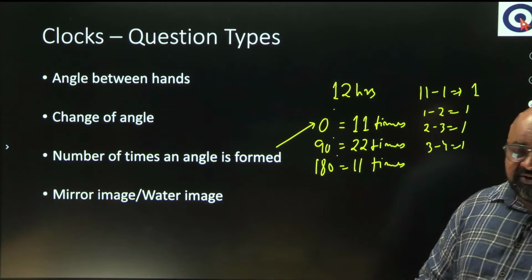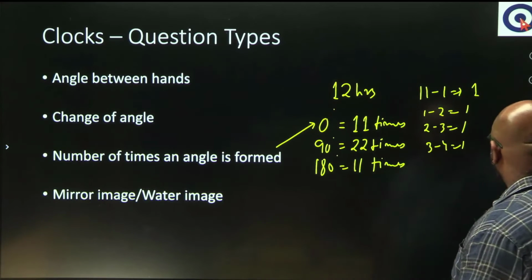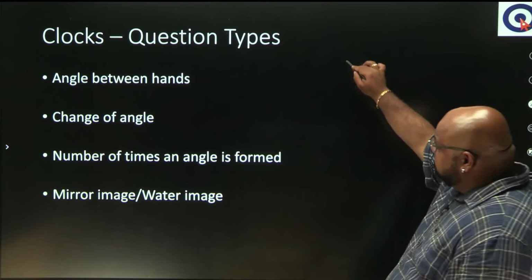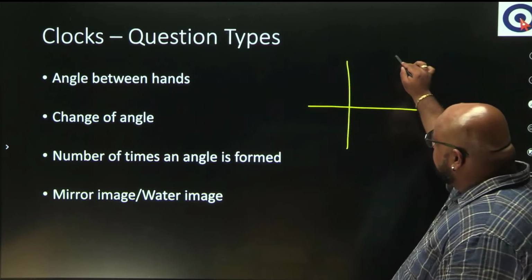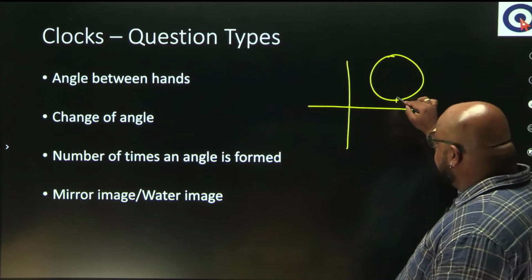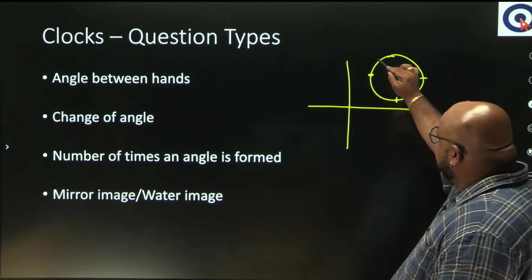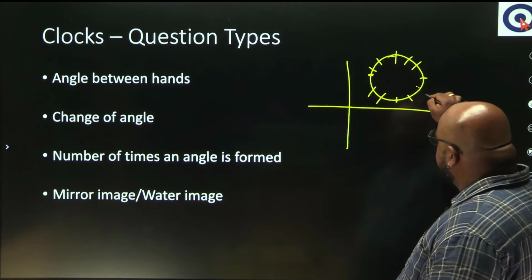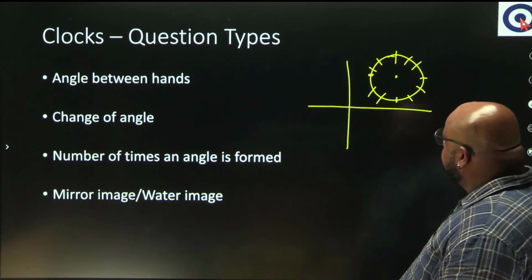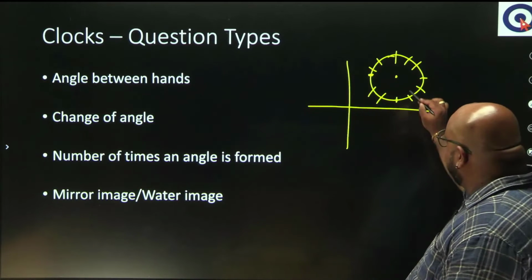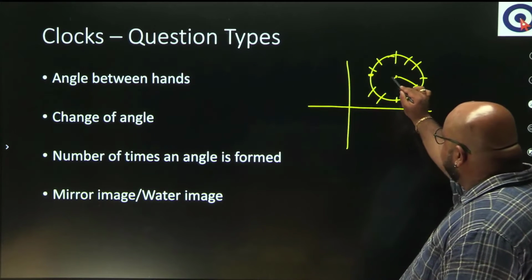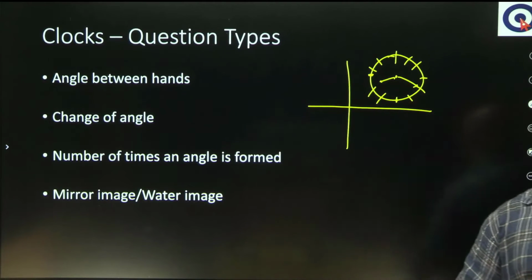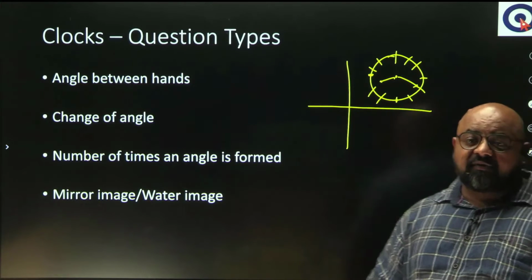Next is water image, mirror image. Again, closer to visual reasoning, but suppose I say that in a normal clock, the time is say 8:20. What will be the time that you can see in the mirror image? What will be the time that you can see in the water image?